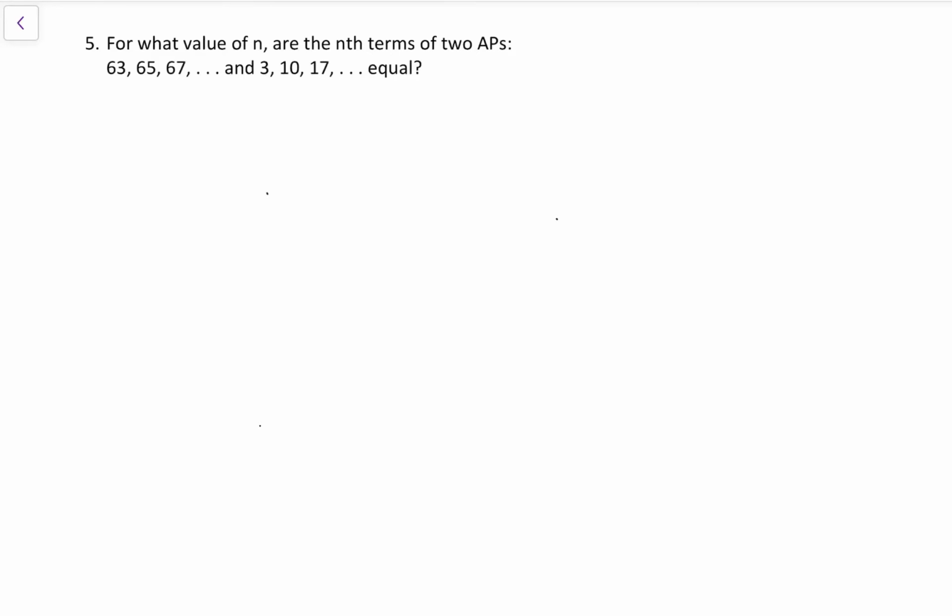For what value of n are the nth terms of the two APs, A and B, equal? So in this case there are 2 APs given. This is the A series and this is the B series. We need to find for some n the both numbers will be the same. So you can see the A series is increasing and the B series is also increasing, but the difference of the B series is larger. Here D is 7 for the B series and here D is 2.